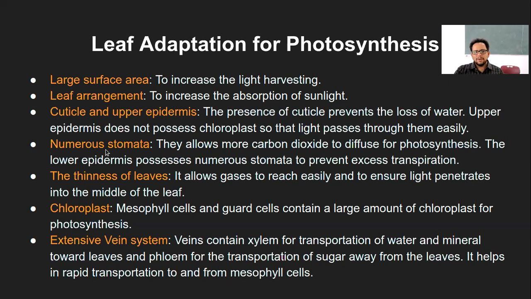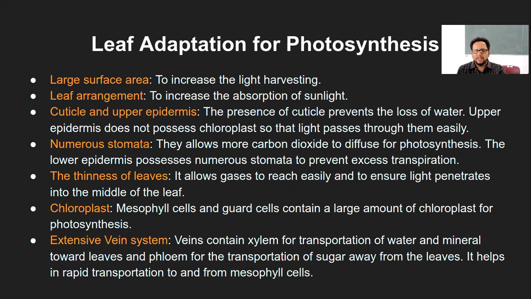Then the numerous number of stomata. This is specifically required for more carbon dioxide to be taken inside. So that is again one of the adaptations that leaves have, and also that way they can control the transpiration process. More stomata, more control. Of course, there can be more transpiration as well, but again it depends on the temperature situation. But mostly, with more stomata, there is better control over the transpiration process.